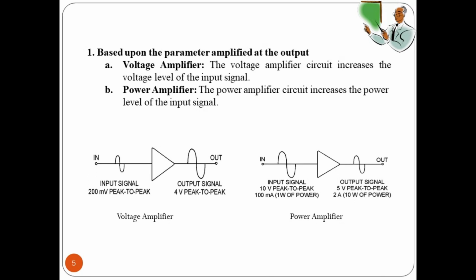Based upon the parameter that is amplified at the output, the amplifiers are classified as voltage amplifier and power amplifier. The voltage amplifier circuit increases the voltage level of the input signal. The power amplifier circuit increases the power level of the input signal.